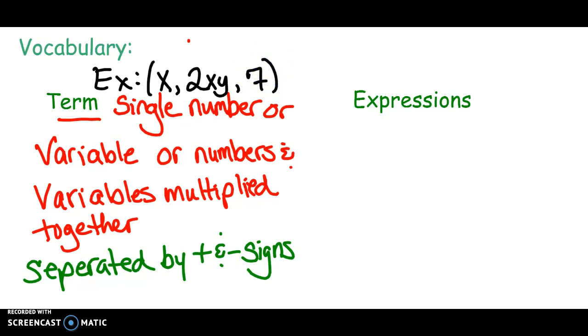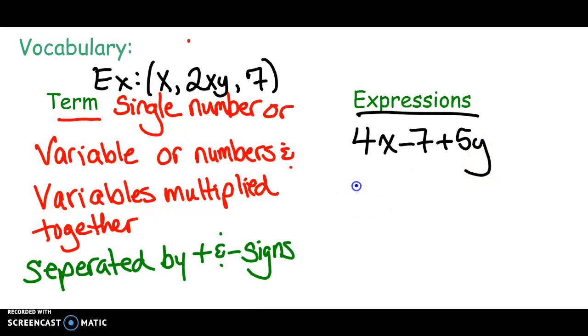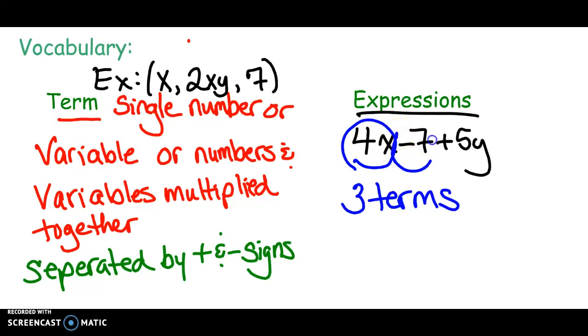Now, if I take several terms and I place them together, I get what's called an expression. For example, if I have 4x minus 7 plus 5y. It's not an equation because it doesn't have an equal sign. But if I look, this actually has 3 different terms. Can you identify them? What we say is that we circle the terms. So there's 3 of them, so 4x is one of them, and then minus 7 is another, and plus 5y.